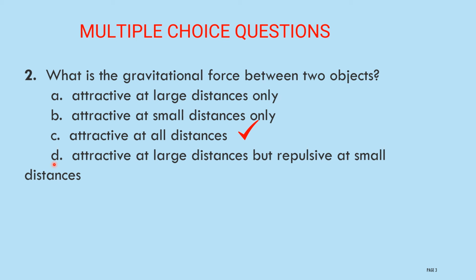You know, in the universe, every two objects will attract each other. It does not depend upon the distance, whether they are far from the object or near to the object. It will attract at all distances. An attractive force will exist between the two objects because of the gravitational force. Therefore the correct answer is that it will attract at all distances.